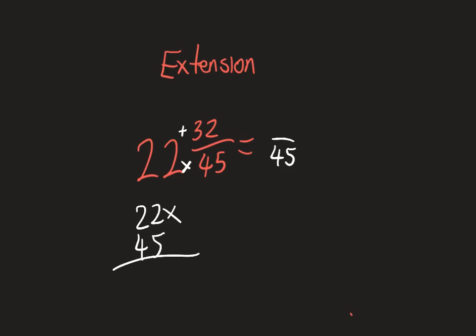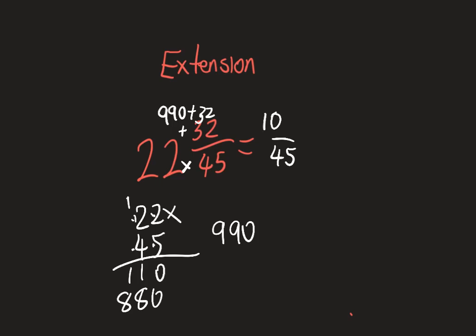Okay, 22 times 5. 2 times 5 is 10. 5 times 2 is 10, plus the 1 is 11. Put the 0 down here. 4 times 2 is 8. 4 times 2 is 8. My answer is 990. So if I write 990 plus 32, the answer becomes 1022 over 45.